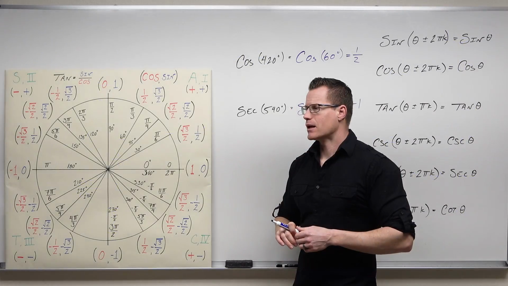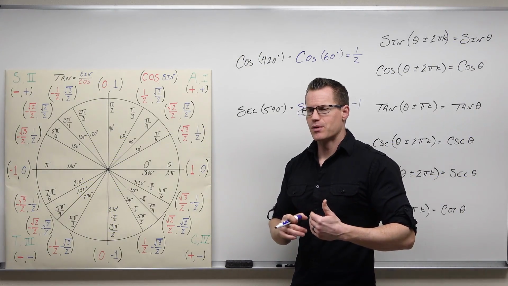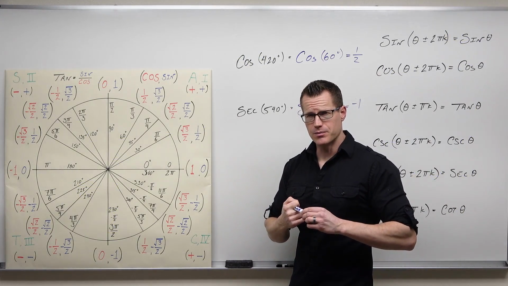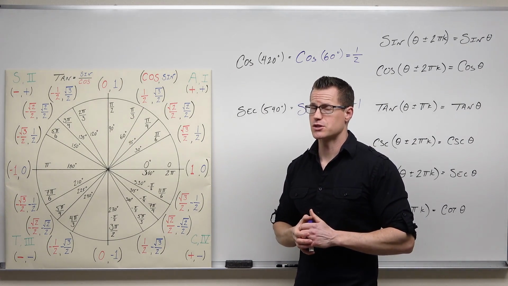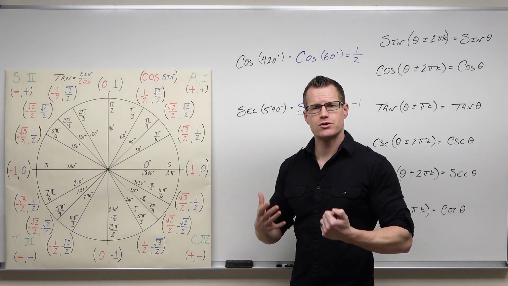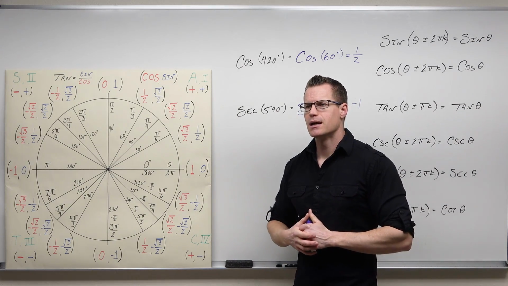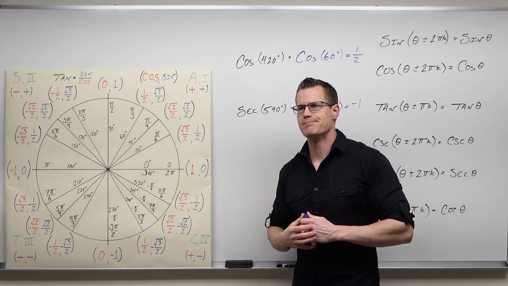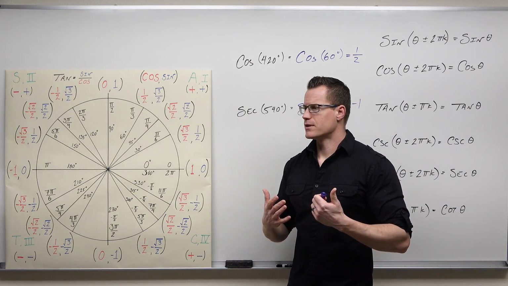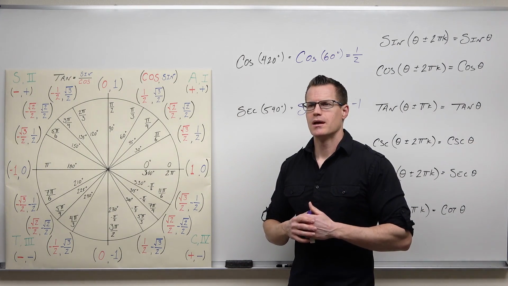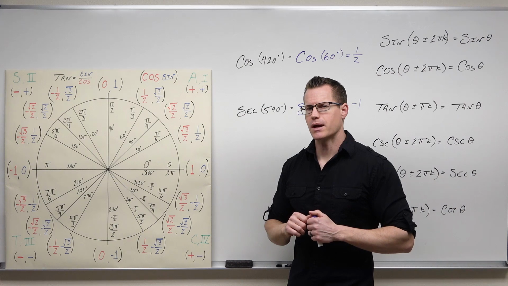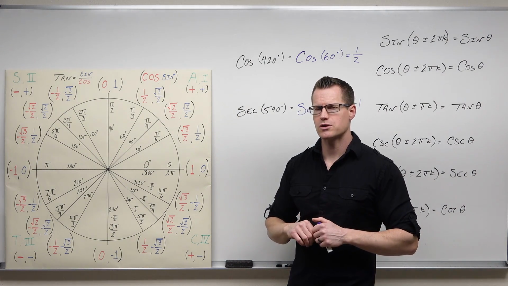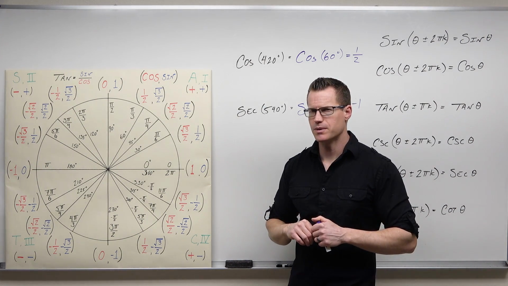Hope that helps. Now, lastly, please remember that your signs are very important. You should be able to determine what quadrant your angle is in just by looking at the sign of whatever your trig function is. So for instance, let's say you have the relationship that secant of your angle is negative, sine of your angle is positive. What quadrant would that angle be in?